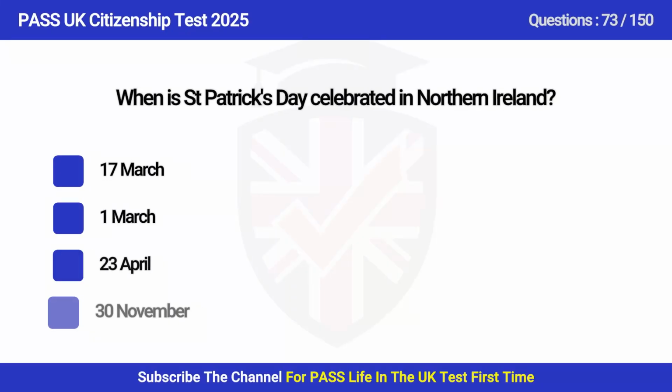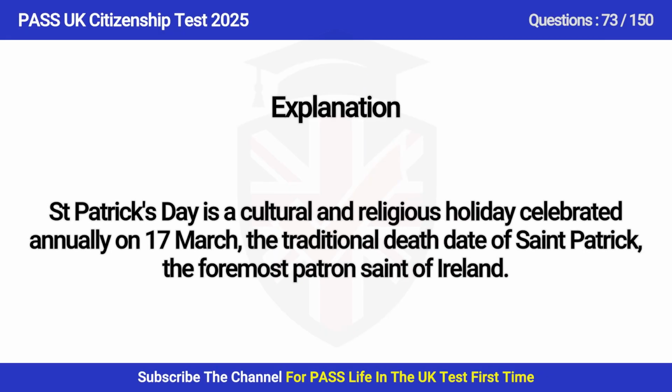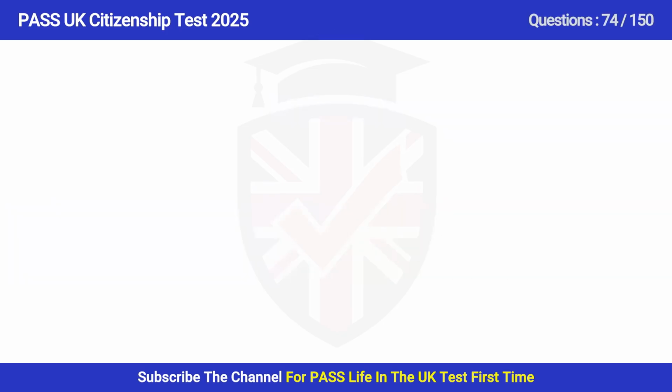Question 73. When is St. Patrick's Day celebrated in Northern Ireland? A. 17 March, B. 1 March, C. 23 April, D. 30 November. Answer is A. 17 March. St. Patrick's Day is a cultural and religious holiday celebrated annually on 17 March, the traditional death date of Saint Patrick, the foremost patron saint of Ireland.